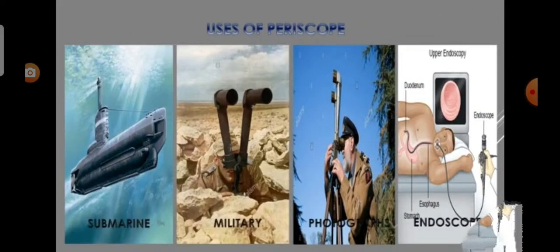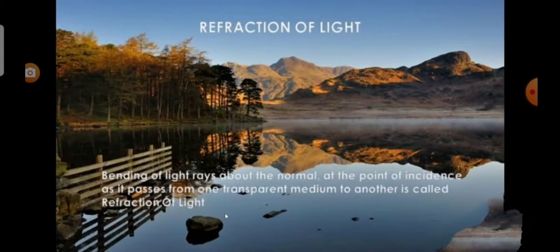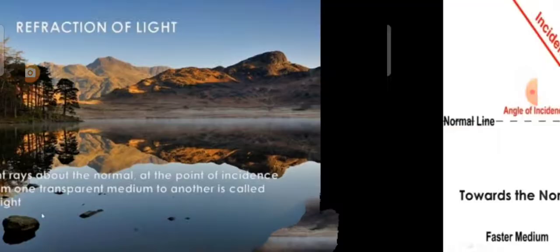Now we see about the uses of the periscope. The periscope is very useful in the submarine, military, photography and endoscopes. Now we see about the refraction of light. Bending of light rays about the normal at the point of incidence as it passes from one transparent medium to another is called refraction of light.